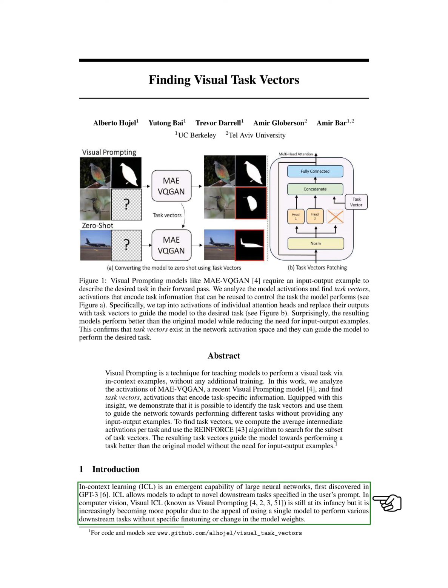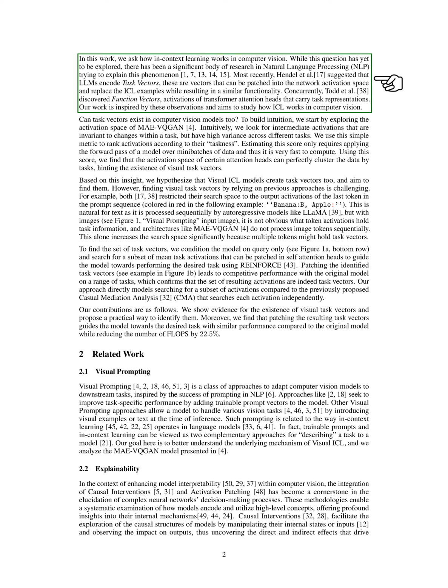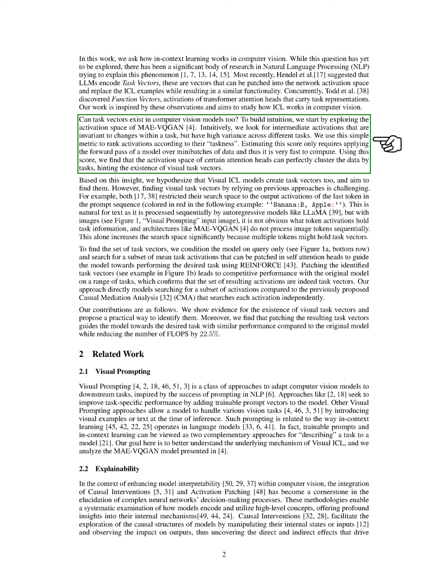Visual ICL allows a single model to handle multiple tasks without needing specific adjustments or changes in model weights. Our investigation is inspired by recent research suggesting the existence of task vectors and function vectors in language models. Task vectors are vectors that can replace examples in the network and still maintain functionality, while function vectors are transformer head activations carrying task representations. We aim to understand if similar task vectors exist in computer vision models.